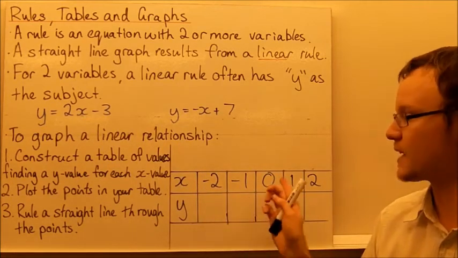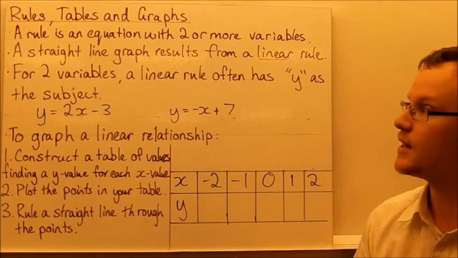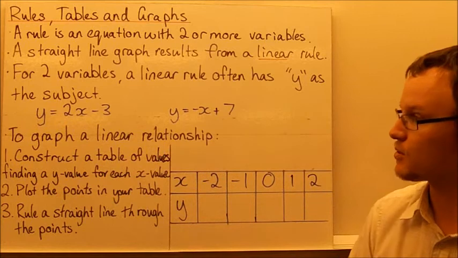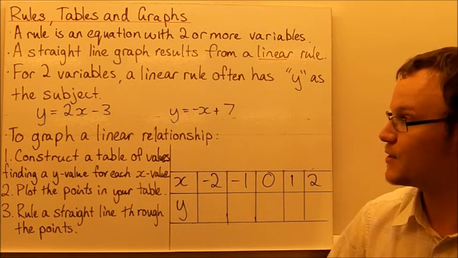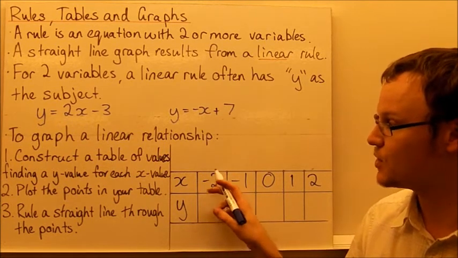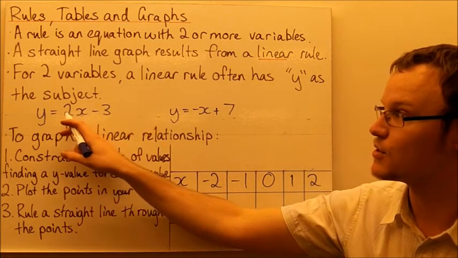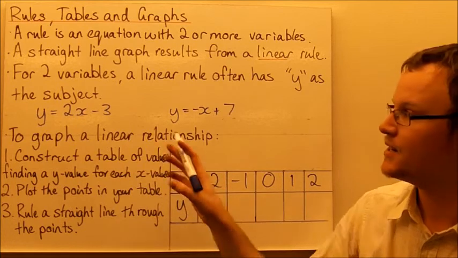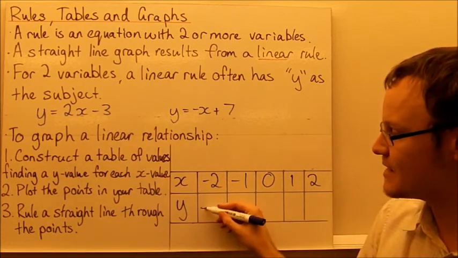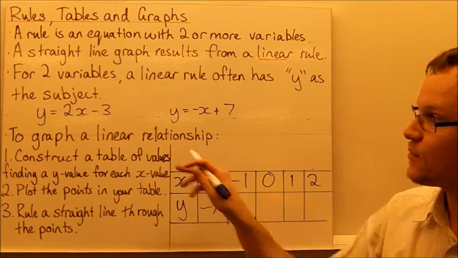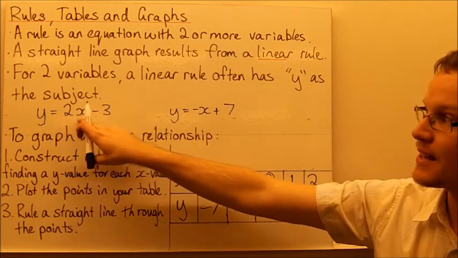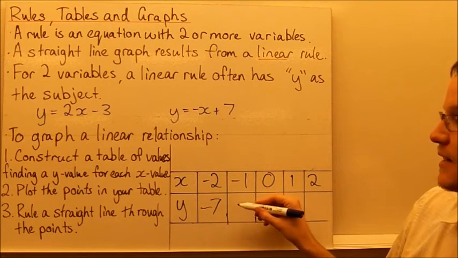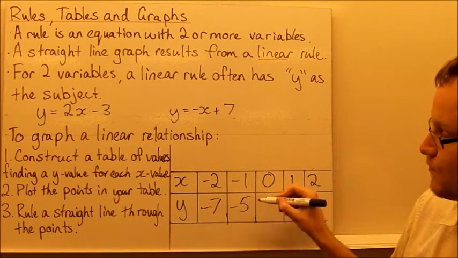So let's have a look at filling in this example table of values for our linear rule, y equals 2x minus 3. For our first value for x, we can substitute negative 2 into our equation and do 2 times negative 2, which is negative 4. Negative 4 minus 3 is negative 7. Negative 1 substituted in there will be negative 2 minus 3, which will be negative 5.